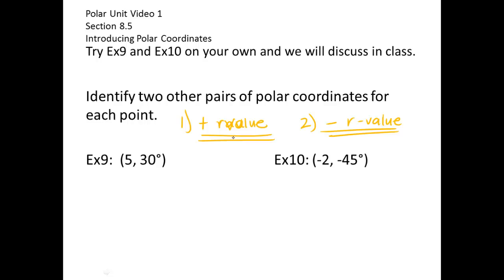To get another positive r value means that you're just going to go ahead and add 360 or subtract 360. But if you can come up with another one that has a negative r value, then you're really considering the idea of traveling through the pole and on that reflection line. So make sure that you're able to do both of those things.